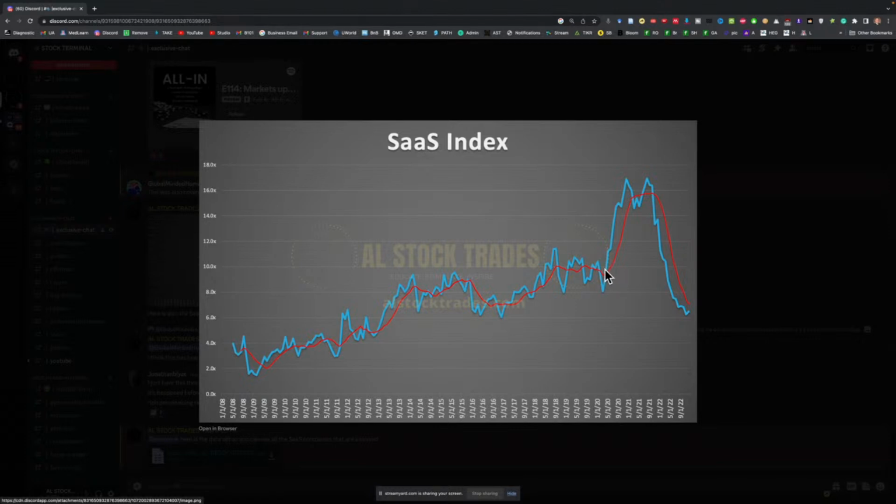And then near the pandemic, near March, when interest rates were near 0%, the SaaS index literally soared and broke out of the moving average. And then near, I would say, January of 2021, you can see at the peak of the market, we saw the SaaS index break and it basically started falling, hence the moving average basically coming down.